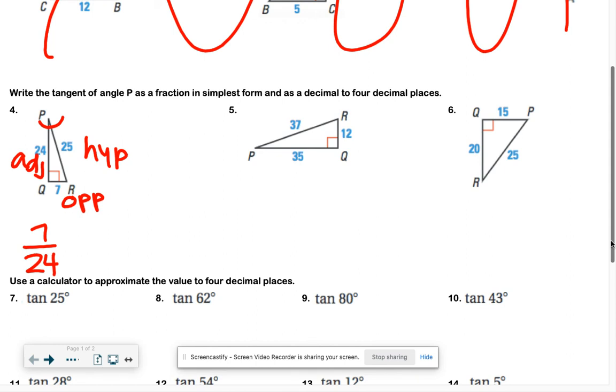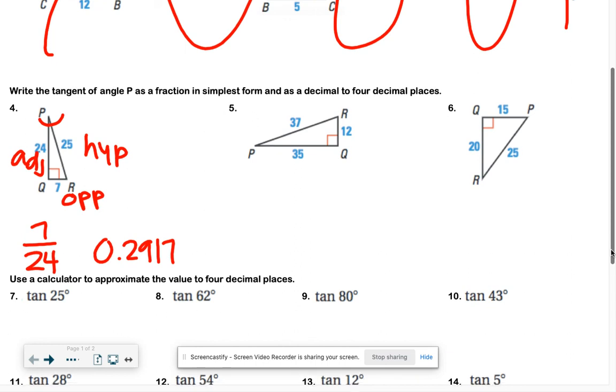Can we reduce 7 over 24? Nope, but now we want it as a decimal. So that's 7 divided by 24. Okay, I'll let you guys do 5 and 6 on your own.